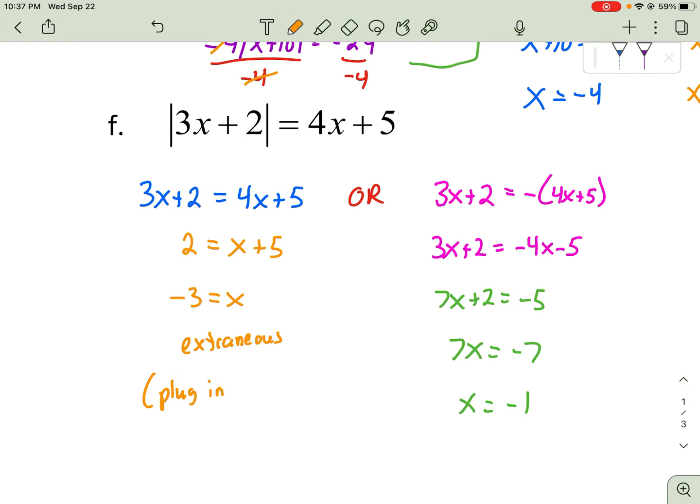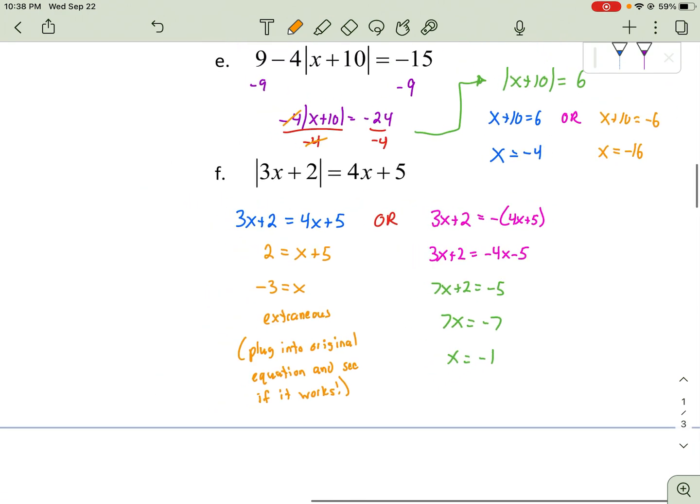Plug it in. Plug it into the original equation and see if it works. I just explained that it doesn't. Okay, so that one didn't work.